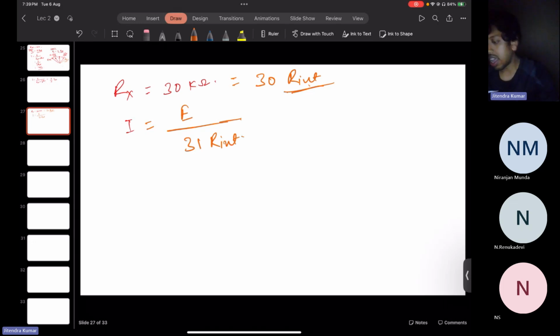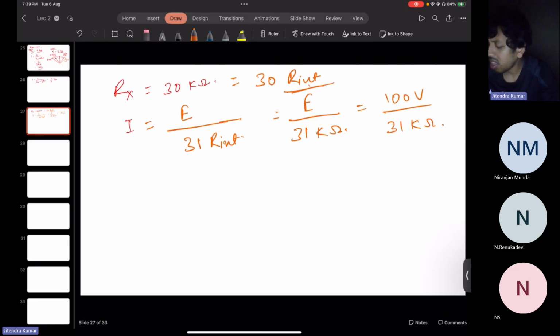And E divided by 31 into 1 kilo ohm, so 31 kilo ohm. Let's suppose E is also equal to 100 volt or something. So 100 volt by 31 kilo ohm. So some value it will come.